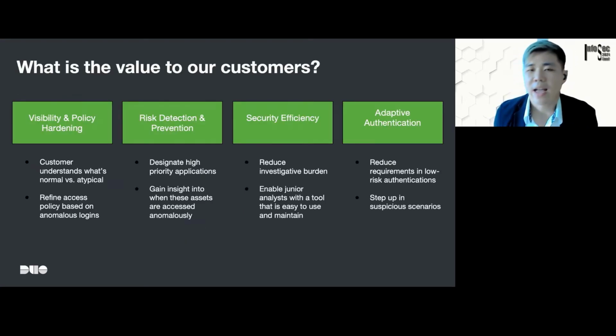So the value of that to our customers is this. You get visibility and hardening, so you can actually understand what's normal for a user versus something that's not typical. We can refine our access policies for all these users based on different behaviors in the environment. We detect risks and we prevent them, right? High priority applications, highly sensitive data. You gain insights about all these high value assets and who is accessing them. And you reduce that security burden of investigation. Who exactly is accessing my server? Who is accessing all these applications? So that will actually enable you to stand up security operations really, really quickly.